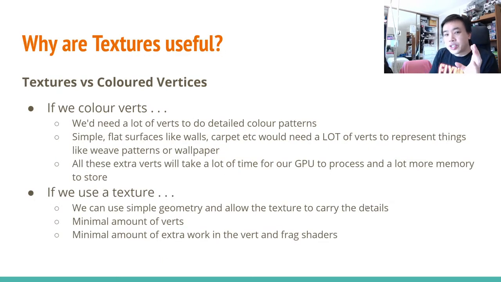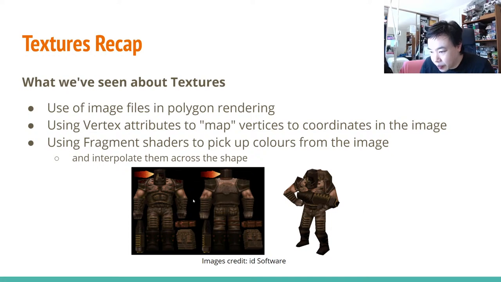And so the question is, why would we use textures? If we can put colors on vertices, why do we need textures at all? So a good example of this would be like, this arm here has all these ridges in it. If we wanted this thing to go back and forth between colors, we would need a whole bunch of vertices here in the arm to basically say, this stuff is black, this stuff is brown, this stuff is black, this stuff is brown.